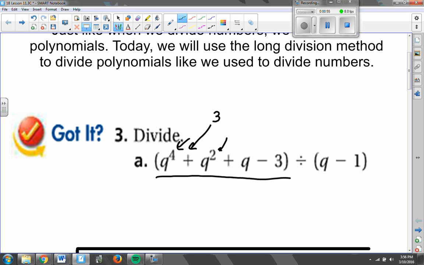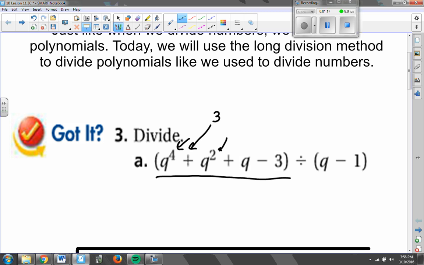And if we want to divide these polynomials with the long division method, we need to have all of those exponents represented. Okay, we need a q to the fourth, we need a q to the third, we need a q squared, we need a q, and we need a number without a q at all. So we need everything. We need all of these exponents.